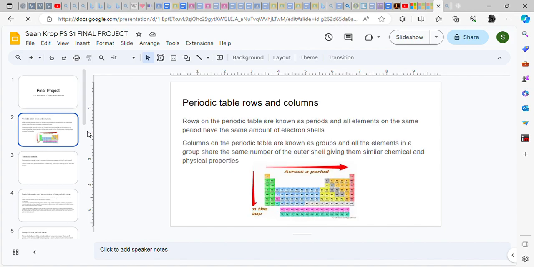Periodic tables, rows, and columns. Rows on the periodic table are known as periods, and all elements on the same period have the same amount of electron shells. Columns on the periodic table are known as groups, and all elements in the group share the same number of outer shell electrons, giving them similar chemical and physical properties.